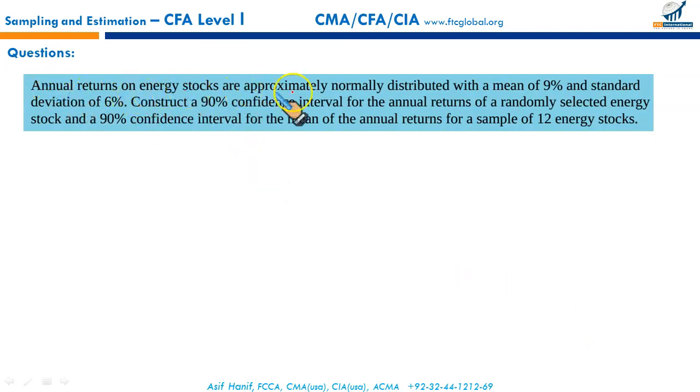Annual returns on energy stocks are approximately normally distributed with a mean of 9% and a standard deviation of 6%. Okay. Construct a 90% confidence interval for the annual return of a randomly selected energy stock and a 90% confidence interval for the mean of the annual returns for a sample of 12. So we have to calculate the confidence interval for the single observation from the mean as well as the confidence interval for the population as a whole. Right. So let us first take out the numbers. So this is our test statistic, 9%, the point estimator.